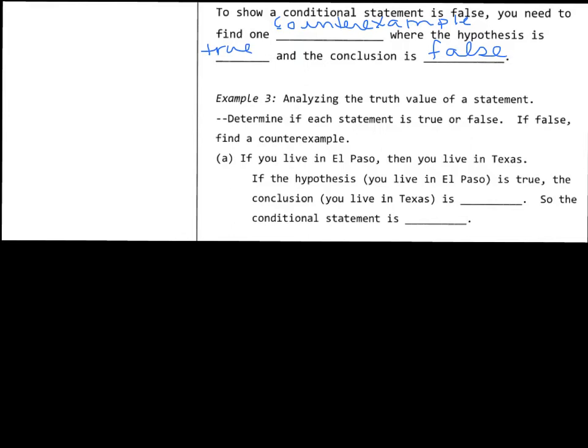So my conditional statement is if you live in El Paso, then you live in Texas. So if the hypothesis, which is your P, you live in El Paso, is true, then the conclusion, which is Q, you live in Texas, is also true. So on this one, the conditional statement would then be true because P was true and Q was true.